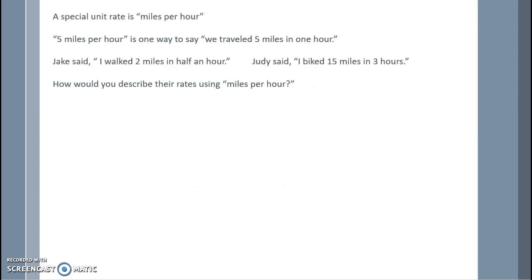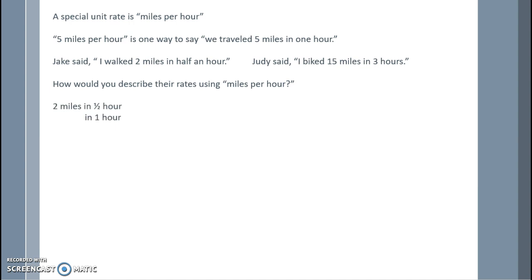Okay, so a special unit rate is called miles per hour, something you're probably familiar with. 5 miles per hour is one way to say we traveled 5 miles in 1 hour. Jake said I walked 2 miles in half an hour, and Judy said I biked 15 miles in 3 hours. How would you describe their rates using miles per hour?